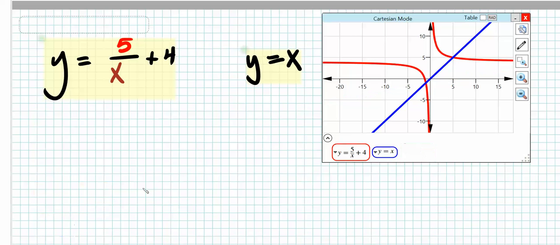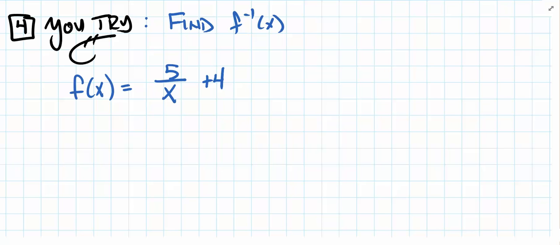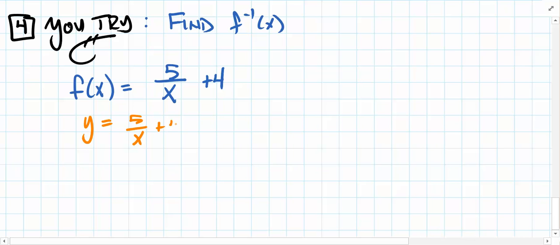What's the very first thing we do? y equals 5 divided by x plus 4. Everybody cool with this part? Yes. Then what do we do? Switch them. Switch x and y. So x is equal to 5 over y plus 4. Then what do we do? Resolve for y. So if I resolve for y, I would get what? Maybe let's go x minus 4 equals 5 divided by y.